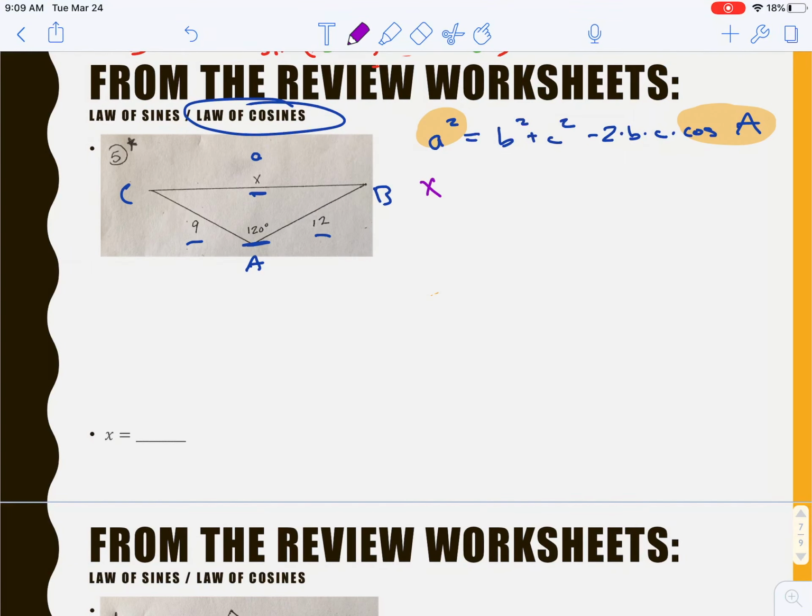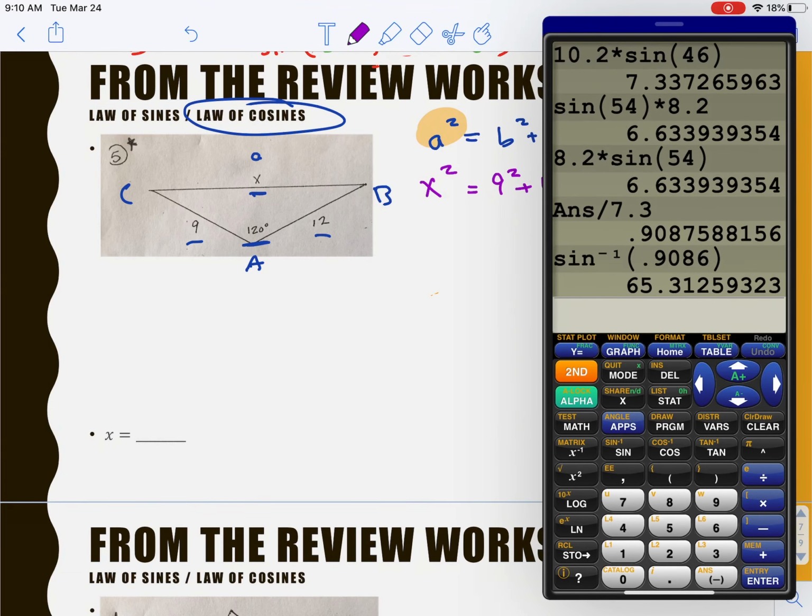Well, a squared, I'll just put it in as x squared because that's what I'm looking for, and fill in all of the other values just as they appear on my triangle here. Okay, now it's just a matter of doing a lot of calculations. Because I have a graphing calculator, I'm just going to type these all in at once. If you're using a non-graphing calculator, no problem. You just solve it as you normally would.